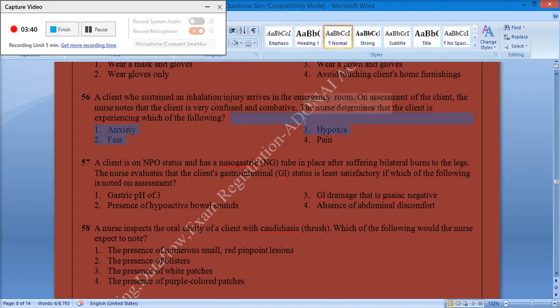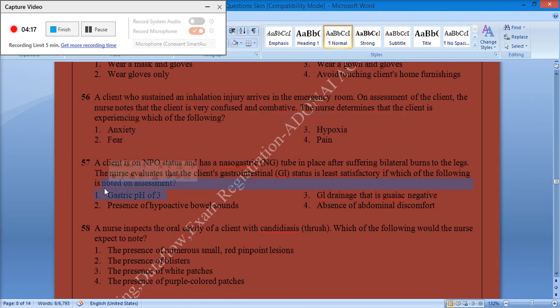57. A client is in NPO status as a nasogastric tube is placed after suffering bilateral burns to the legs. The nurse evaluates that the client's gastrointestinal status is least satisfactory if which of the following is noted on assessment? 1. Gastric pH of 3. 2. Presence of hyperactive bowel sounds. 3. GI drainage that is gastric in nature. 4. Absence of abdominal discomfort. The correct answer is 1. Gastric pH of 3.